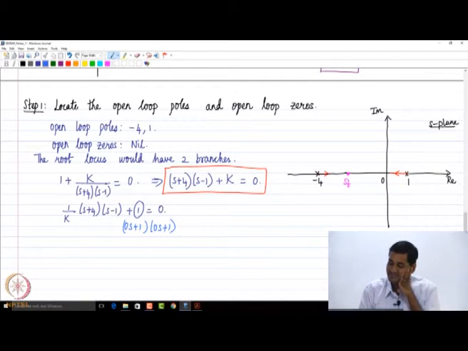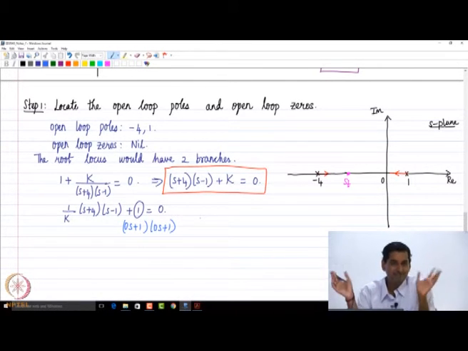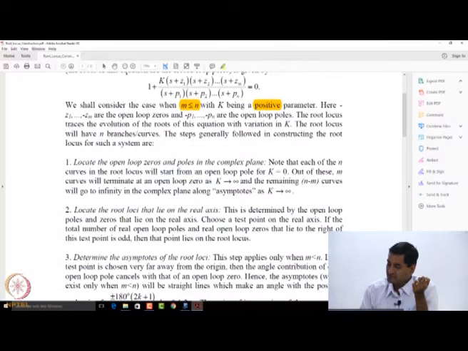In a certain sense, when k tends to infinity, I am going to have the closed loop pole s tending to infinity in the complex plane. It can be in any direction. So that's why the second statement comes into play.